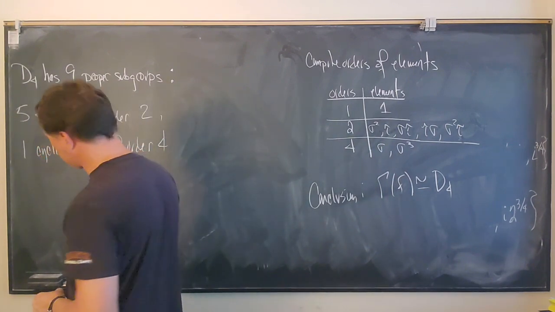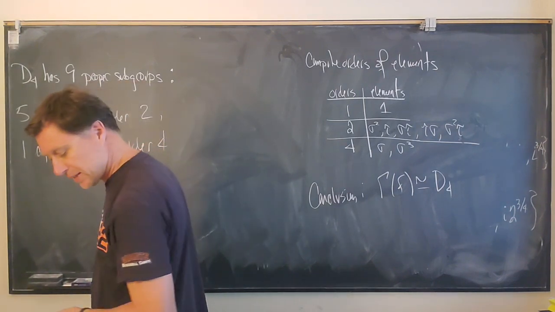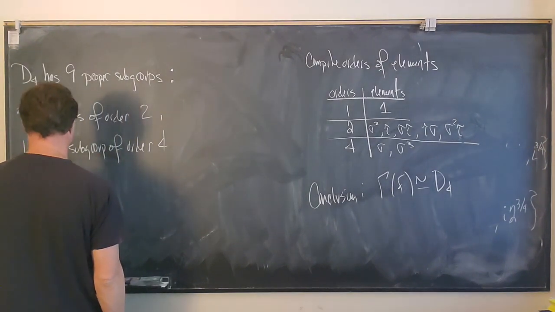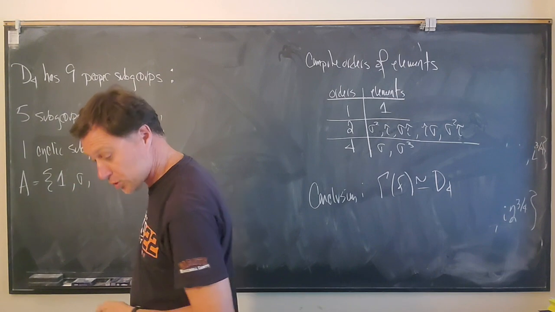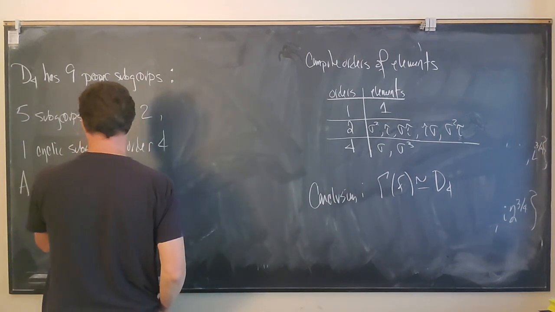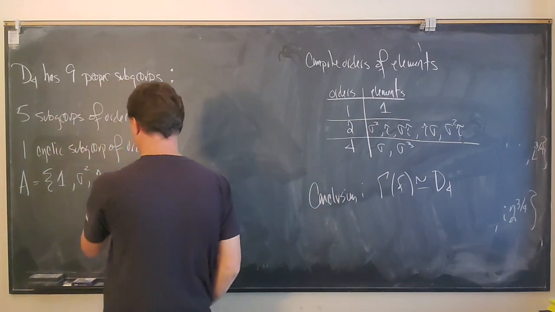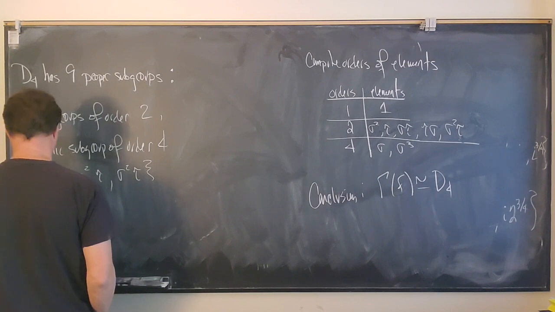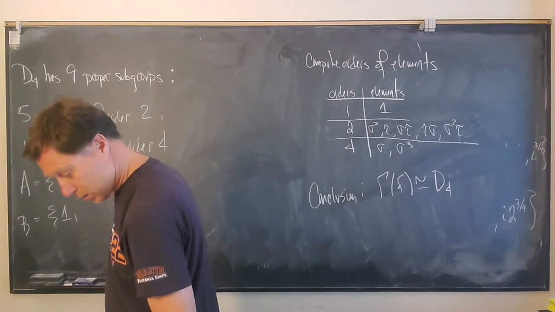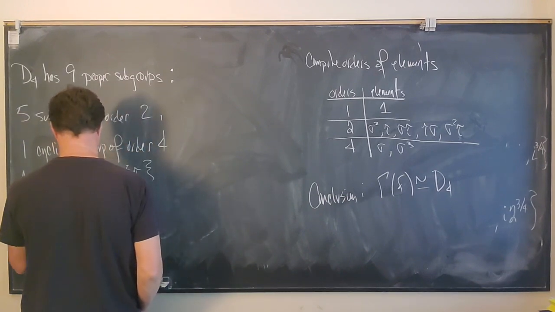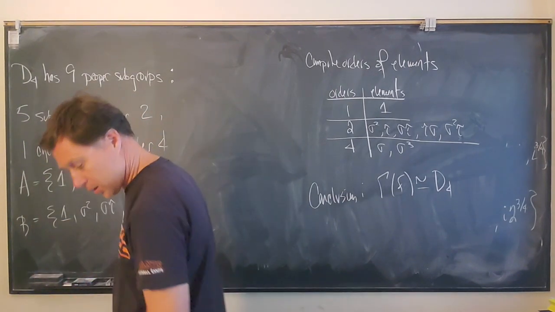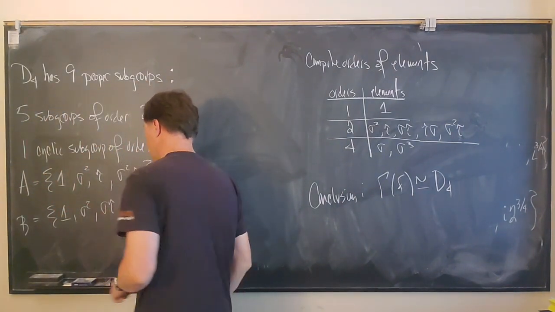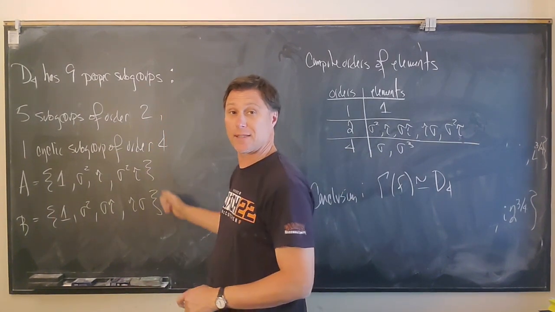there are 2 subgroups that are isomorphic to the Klein 4 group. I'm going to call these capital A and capital B. So A, which is the identity, sigma squared, sigma squared tau and sigma squared tau. And then B, which is 1, sigma squared, sigma tau and tau sigma. Okay, so both of these are isomorphic to Z2 plus Z2.